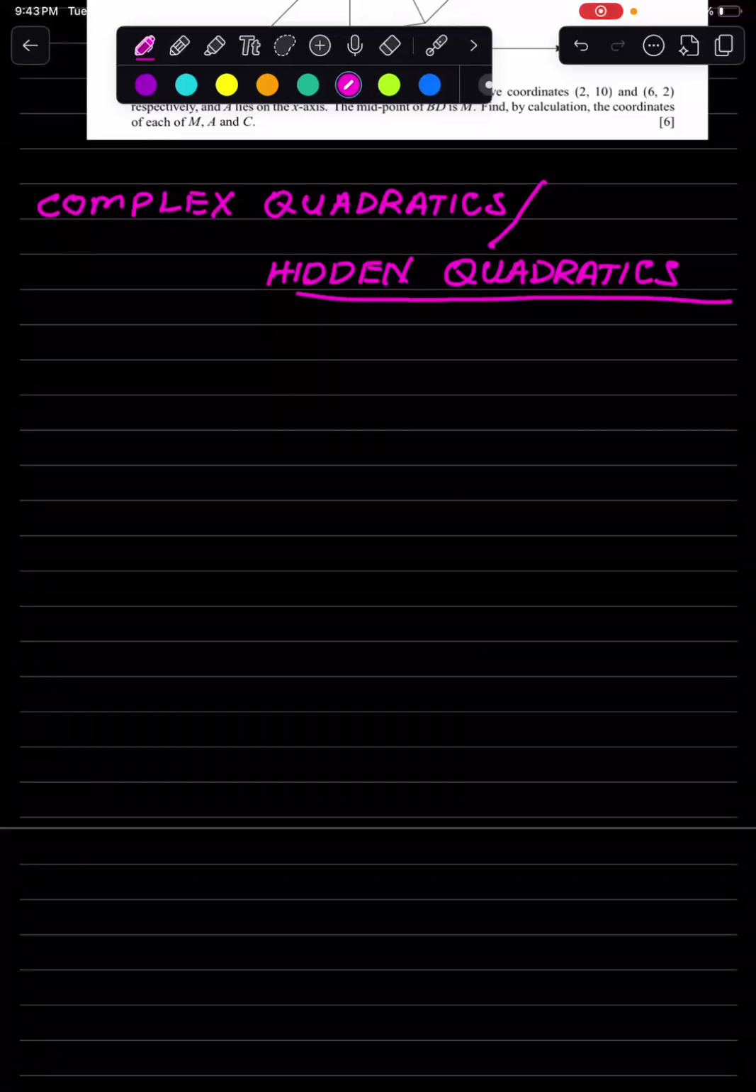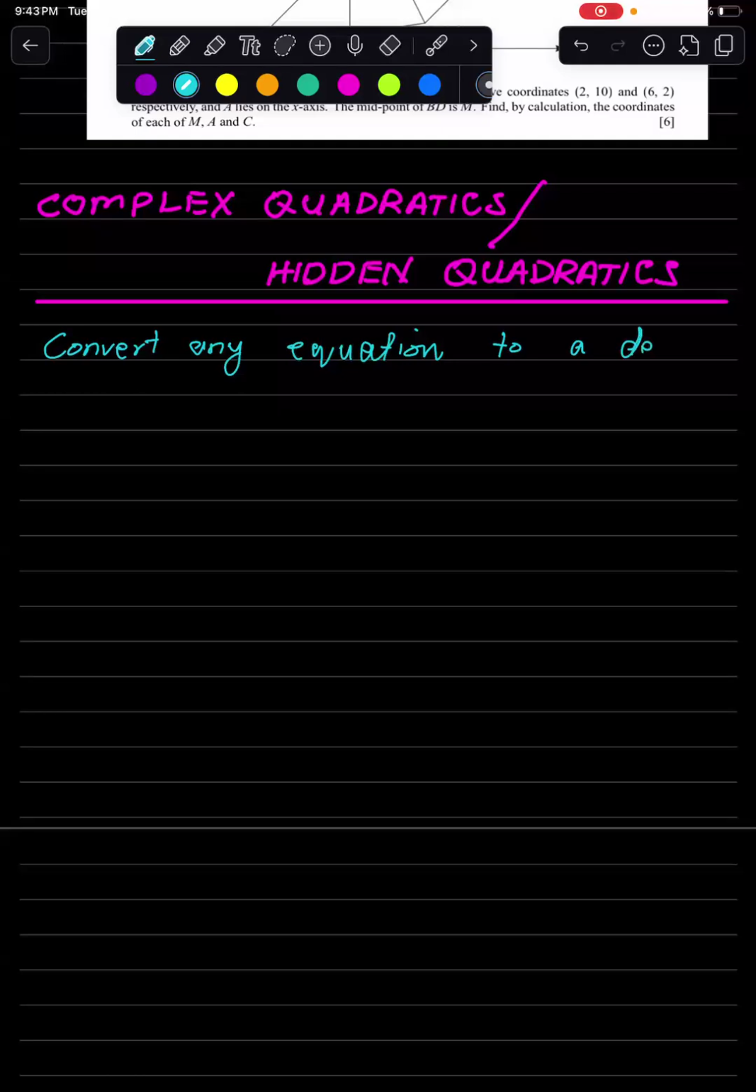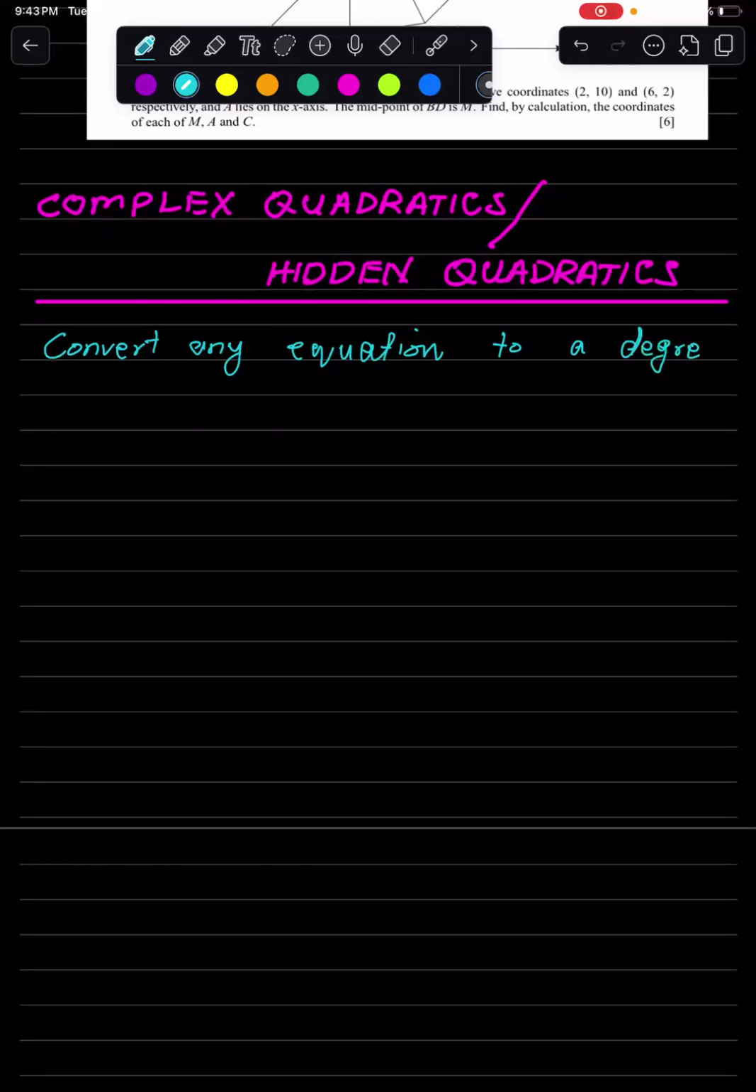Okay, in complex quadratics or hidden quadratics, we have to convert any expression or equation that is not in quadratic form, not in the power of 2, to a degree 2.